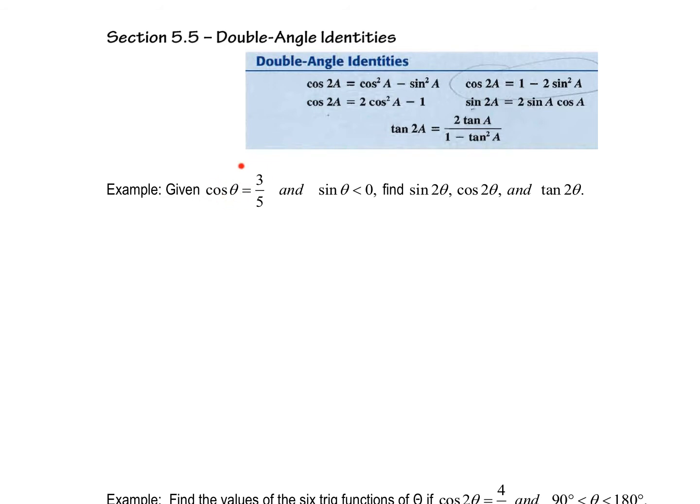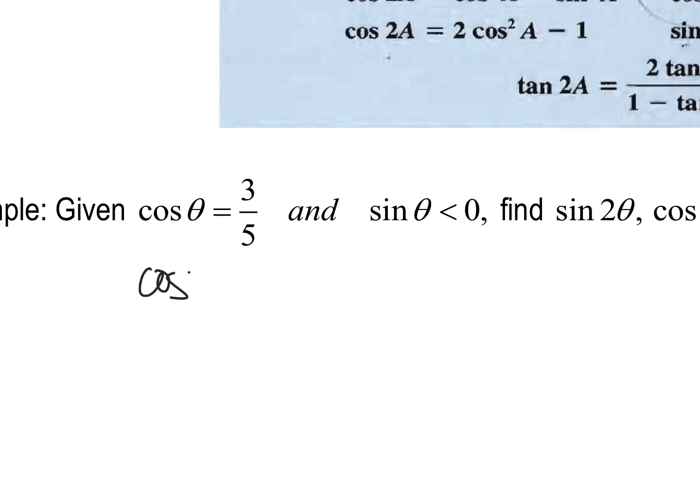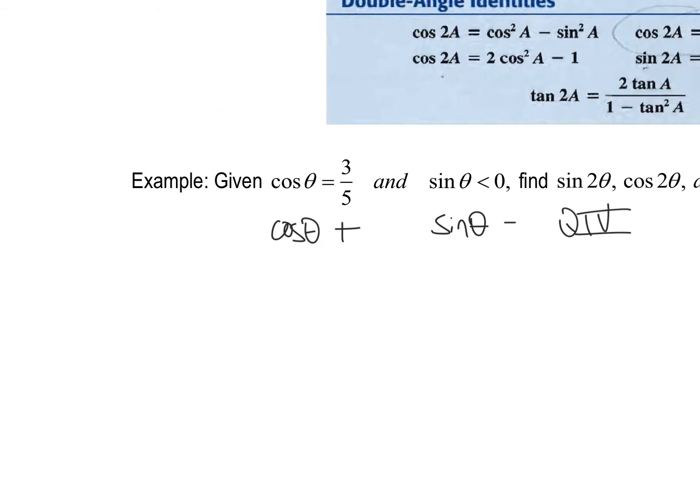so I know that by combining this and this, I can figure out what quadrant I'm in. So if the cosine of theta is positive and the sine of theta is negative, that tells me I'm in quadrant 4. So I'm going to draw a picture here of cosine of theta of 3/5 in quadrant 4. And so that's going to be the first thing I'm going to do. Draw a quadrant 4. There's my triangle.